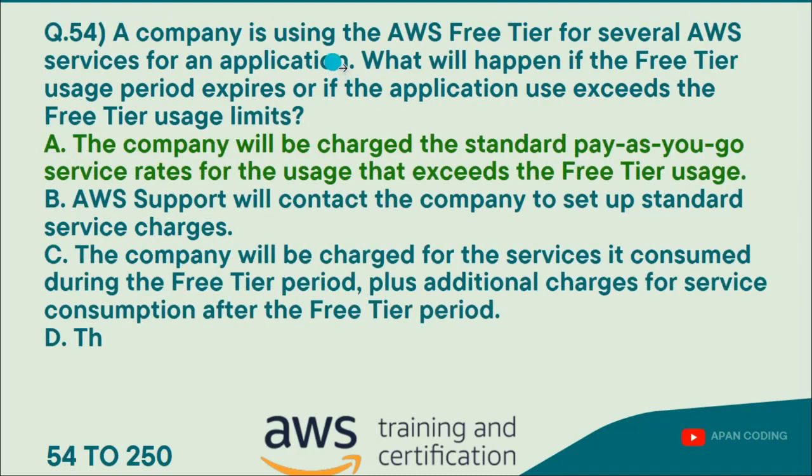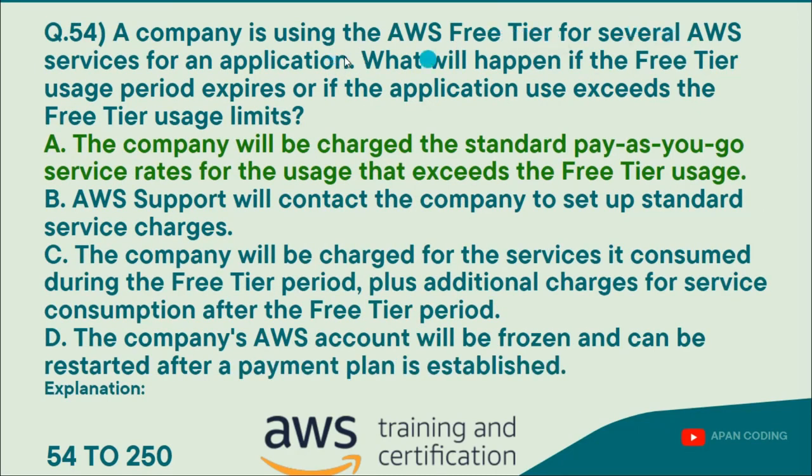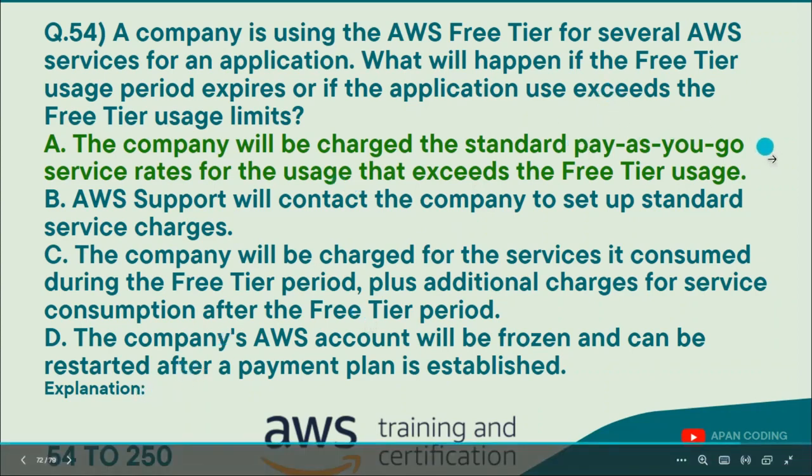The question says a company is using the AWS Free Tier for several AWS services for an application. What will happen if the Free Tier usage period expires, or if the company exceeds the Free Tier usage limits? What will happen after the free tier expires? The answer: the company will be charged the standard pay-as-you-go service rate for the usage that exceeded the Free Tier. It's very easy, friends, because whenever anyone uses the service, they pay for that usage. Now move on to the next, friends, because no explanation is required here, that's why it is not mentioned.